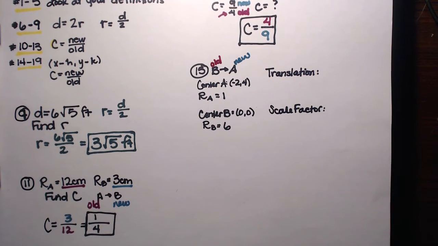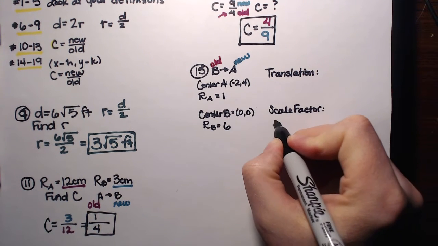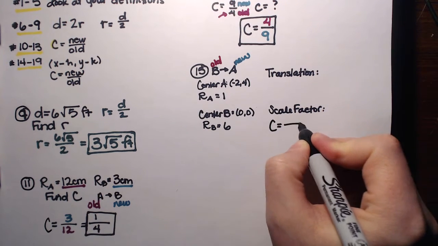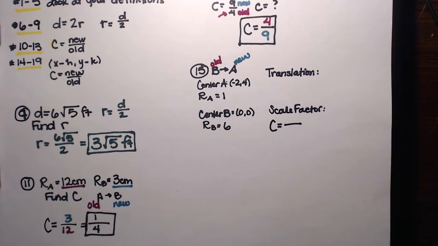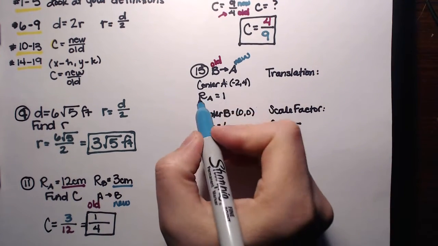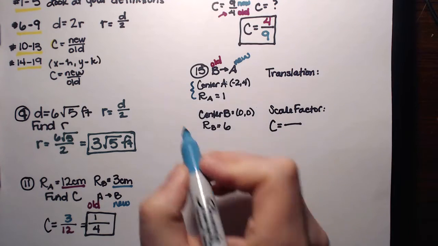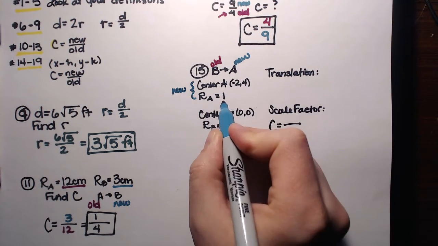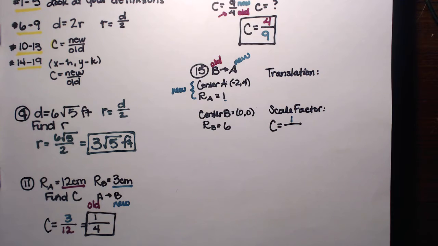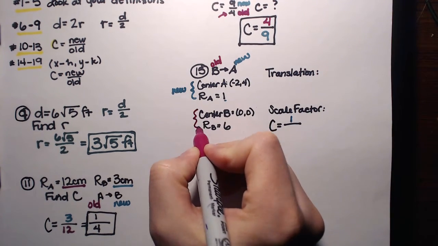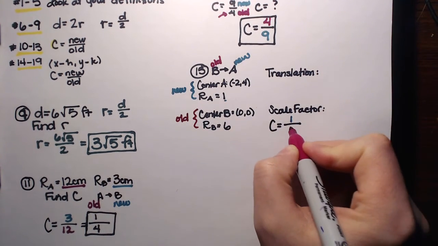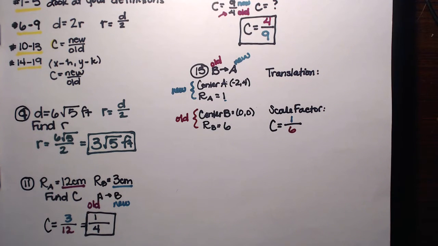So let's look at scale factor real fast. The scale factor is that C value, and remember we just say, well, let's take the radius of the new value. So this is my new information. So the radius is 1, and divide that by the radius for the old one. So that's our scale factor.